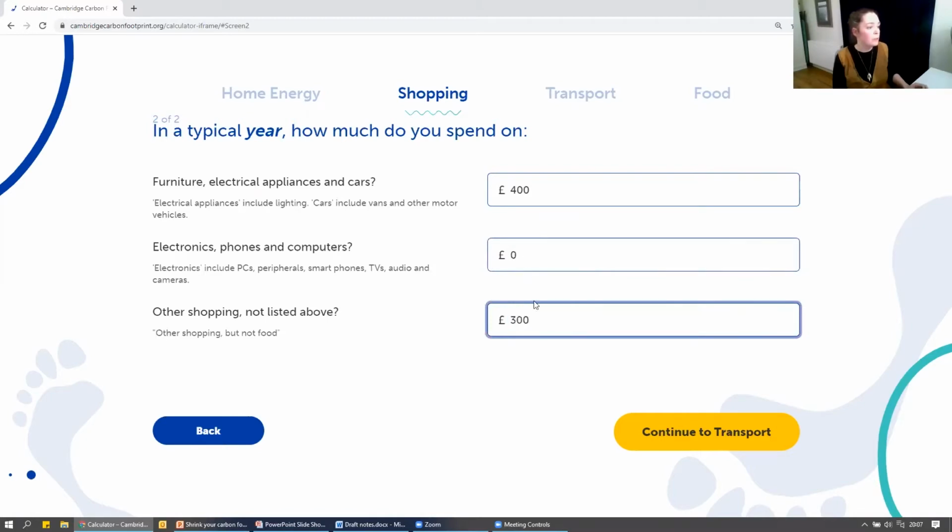And we do buy gifts, and we buy some books. So in a typical year, I'm going to estimate that is £200.